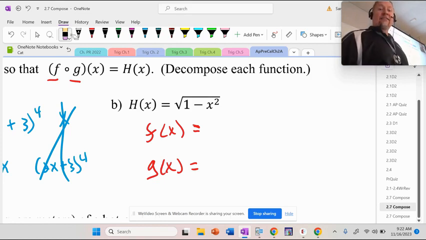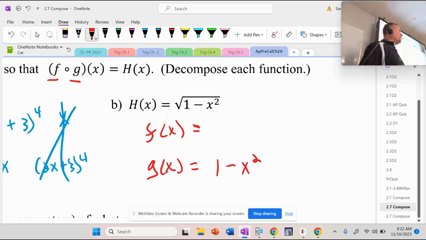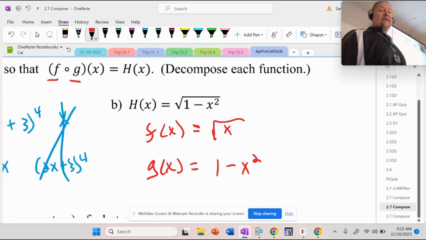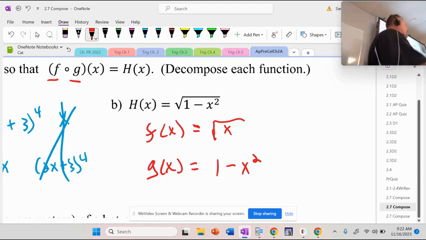Nice. 1 minus x squared. And then what's the top one have to be then? He just said x to the 1/2, which is the same thing as square root of x. That was amazing that you said that, though. But I'm going to write it as square root of x so we don't confuse anyone. I love that you said x to the 1/2, which is the same thing as square root of x.